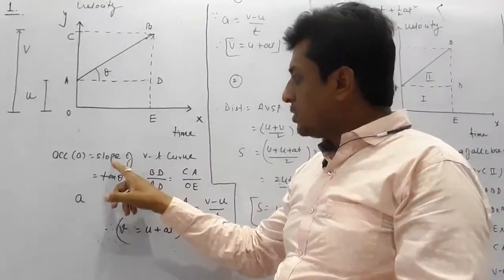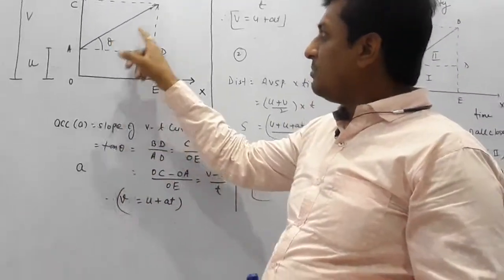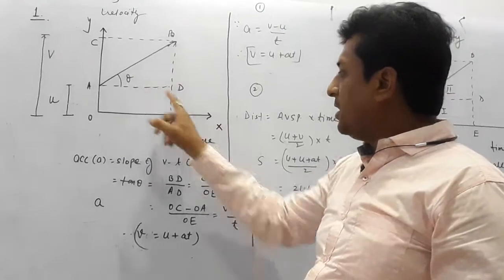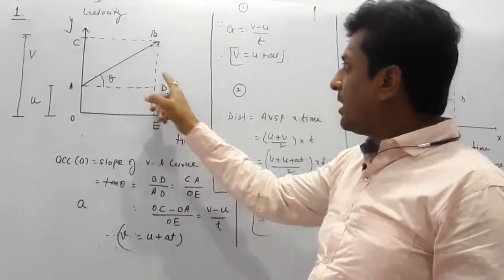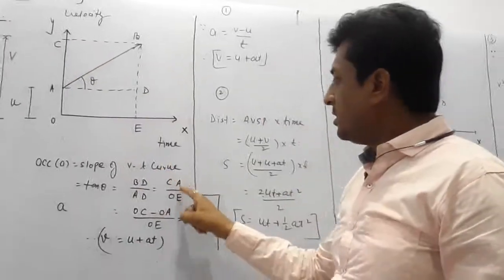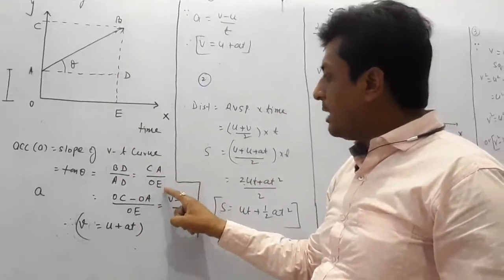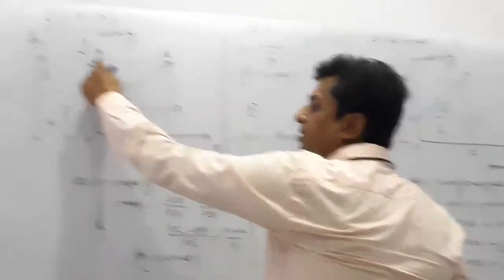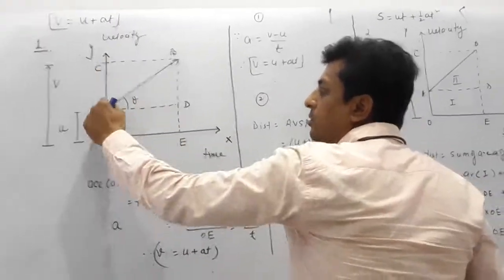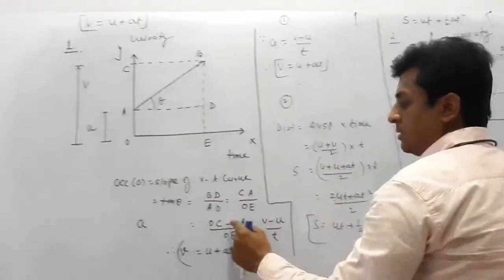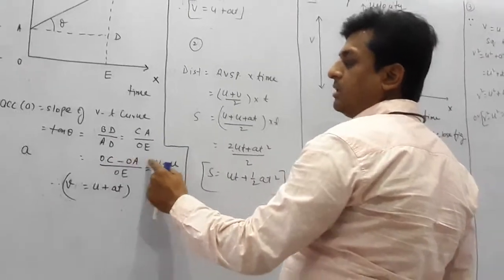Slope means tan theta. Tan theta means perpendicular upon base, that is BD upon AD. BD you can write as equal to CA, CA upon AD. AD is equal to OE. So this is CA upon OE. CA can be written as OC minus OA. That is why I have written here OC minus OA.